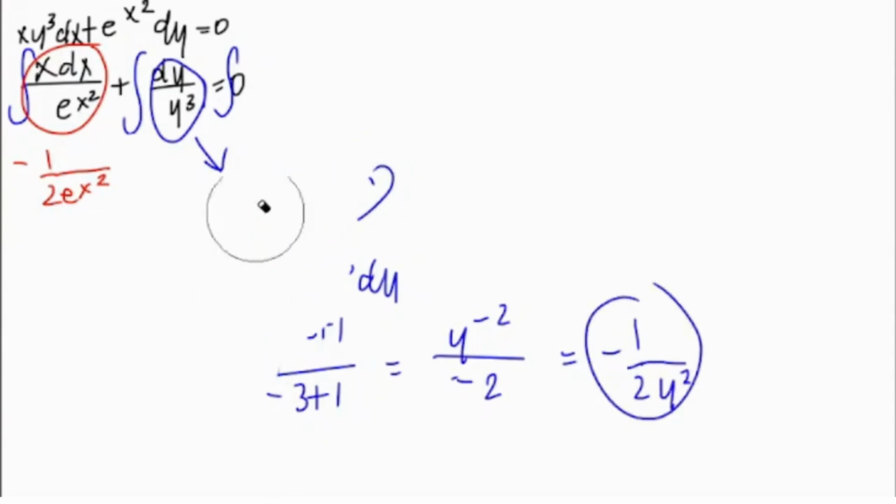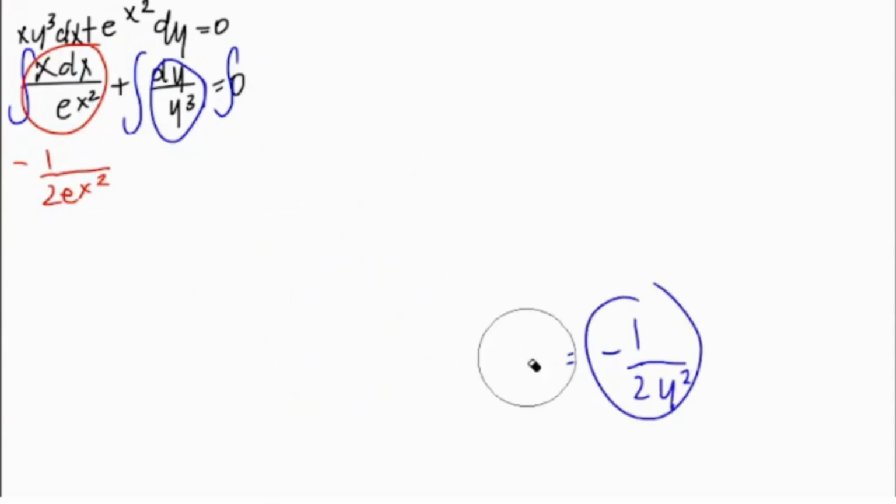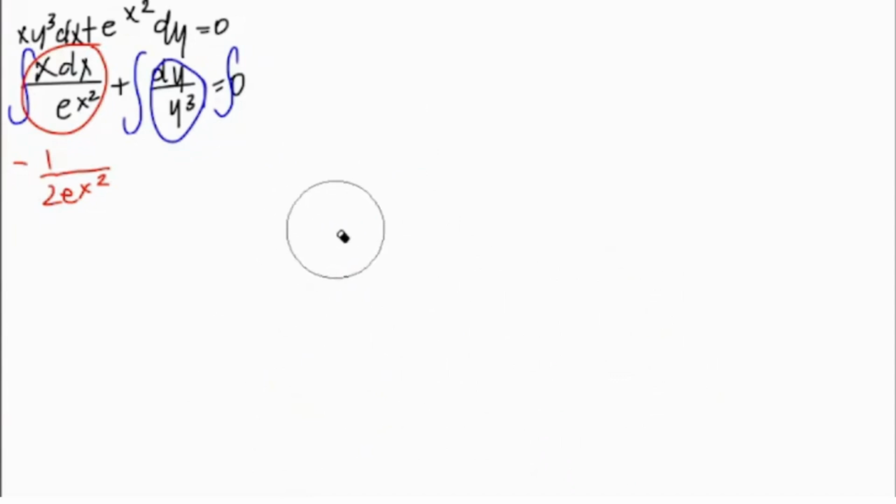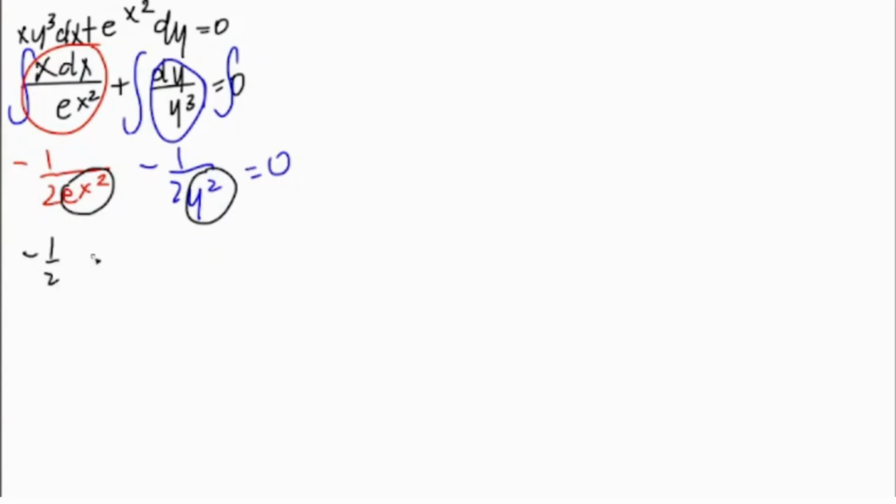So, erase natin to. Tapos, copy na lang natin. Negative 1 over 2y squared is equal to 0. So, ngayon naman, ang gagawin natin is itaas na tuloy natin tong factors na to. So, magiging negative 1/2 e raised to negative x squared minus negative 1/2 y raised to negative 2 is equal to 0.